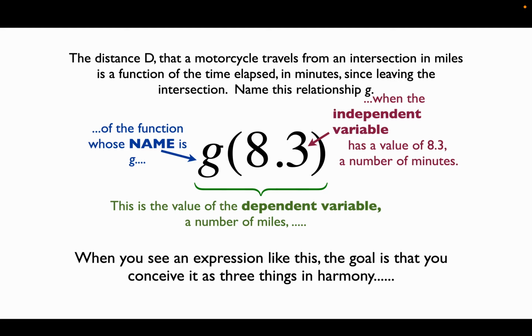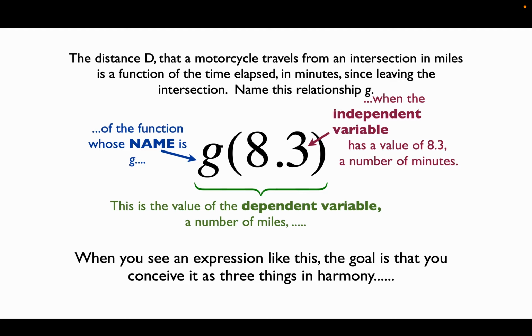So this tells us all of that together. It tells us we're talking about the relationship between distance and time because we've got that symbol G. It tells us we're talking about time 8.3 because we've got that 8.3. And by saying G of 8.3, that means we're talking about the distance that this motorcycle's traveled after 8.3 minutes from passing the intersection.